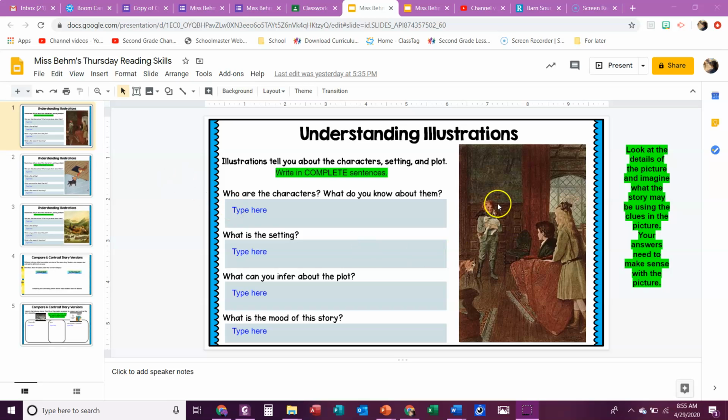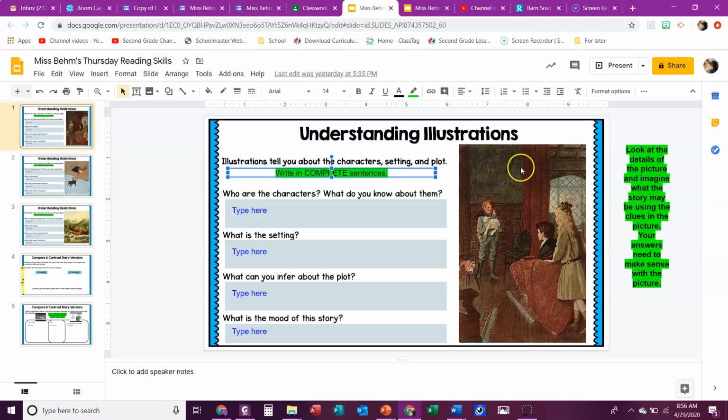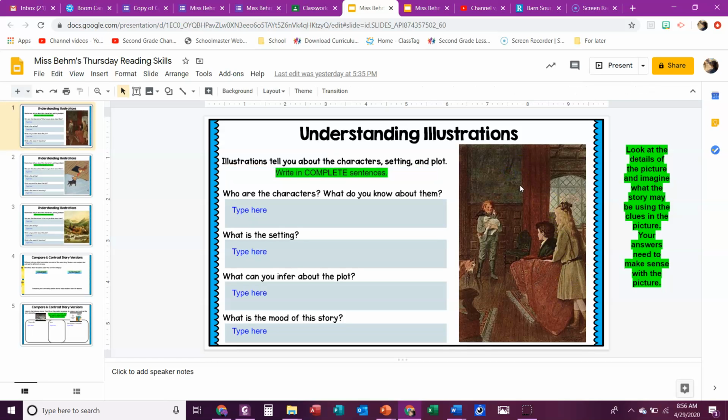Here you are going to answer in complete sentences the questions that are below. So you're just going to type here, click that. You can highlight those words and then start typing. The first question is, who are the characters and what do you know about them? You're going to look at the characters and try and think. Obviously, there is no right answer, but it has to go along with the story. So look at the characters. What do you know about them? What do you think you know about them?